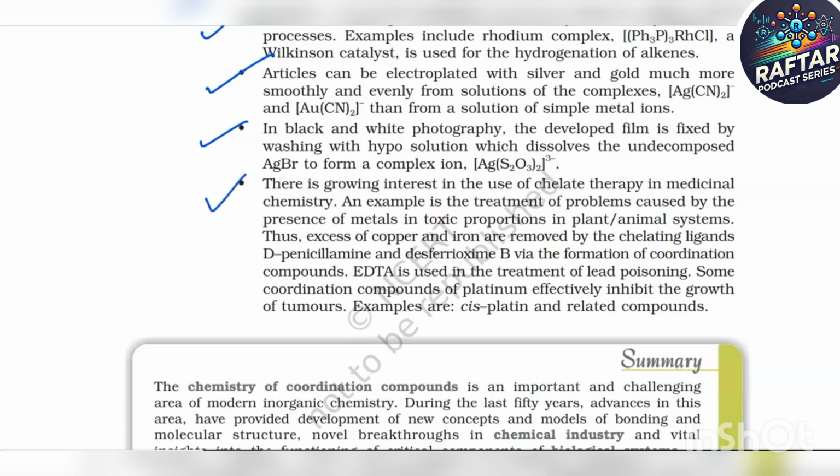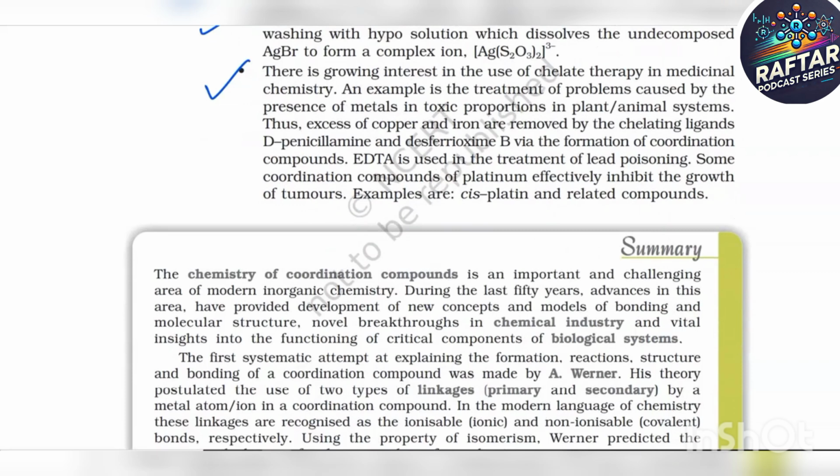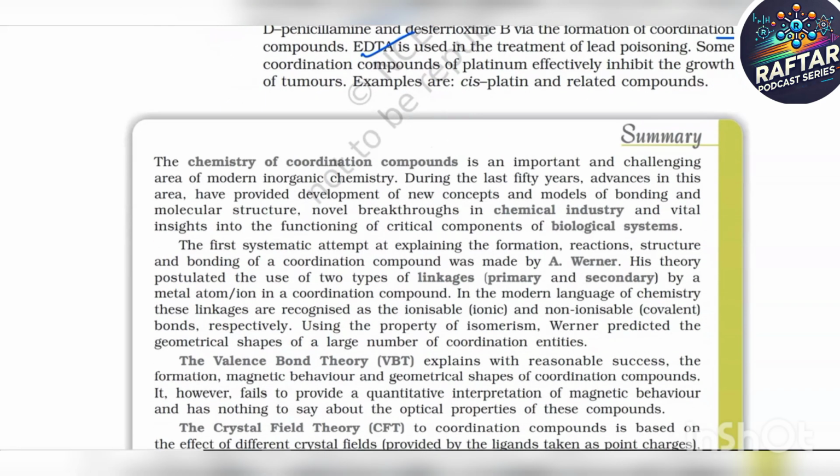An example is the treatment of problems caused by the presence of metals in toxic proportions in plants and animal systems. Thus, excess of copper and iron are removed by chelating ligands D-penicillamine and desferrioxamine B with the formation of coordination compounds. EDTA is used in the treatment of lead poisoning. Some compounds of platinum effectively inhibit the growth of tumors. Examples: cisplatin and related compounds.